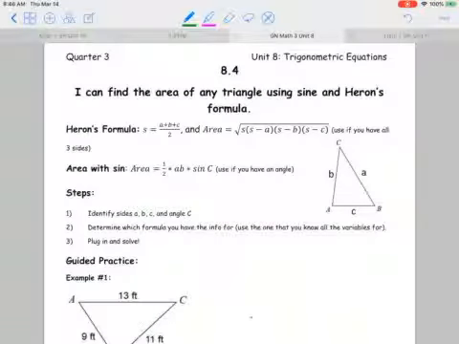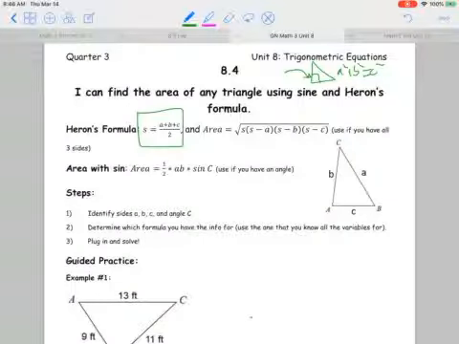Okay, 8.4 is finding an area if you don't have a right triangle. So remember, with a right triangle, you can use a squared plus b squared equals c squared. But if you don't have this right angle, you can't use that formula. So we have two other formulas.